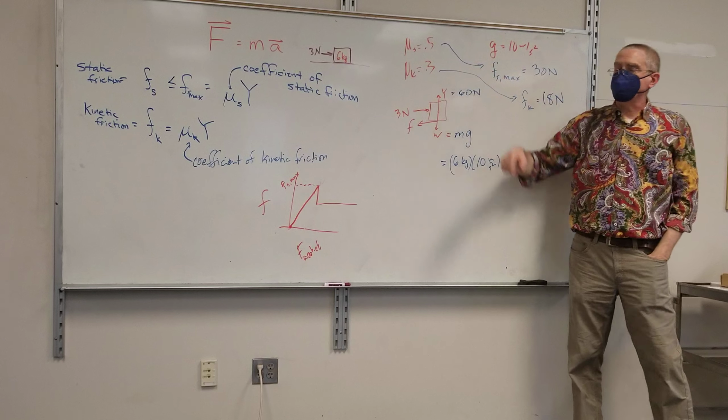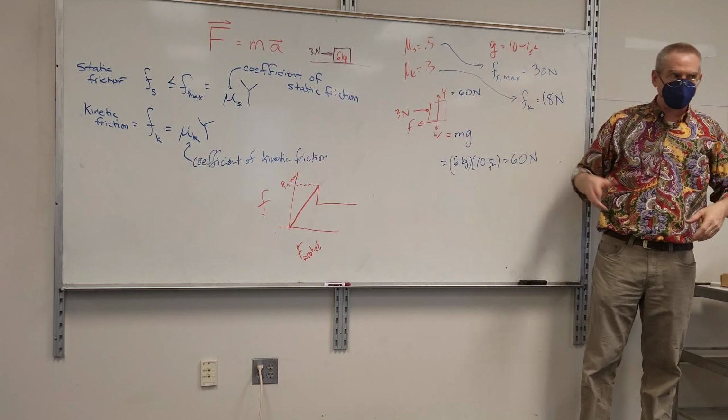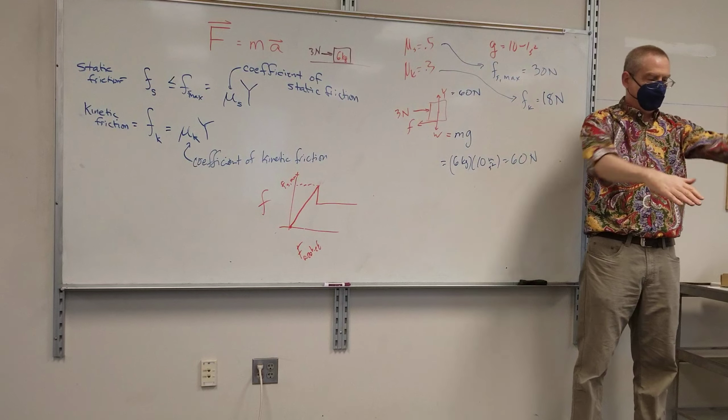If I applied 30 newtons of force, assuming all these numbers are significant, I'd be right at the breaking point. If a gnat came along and landed on the box on the side that I'm pushing, that box would then start moving, and the friction would drop down to 18 newtons. So it has to be greater than. Now, in reality, it's a fuzzy boundary there, but we pretend.